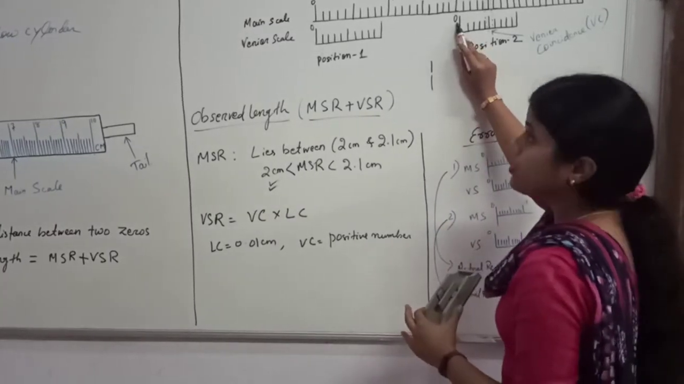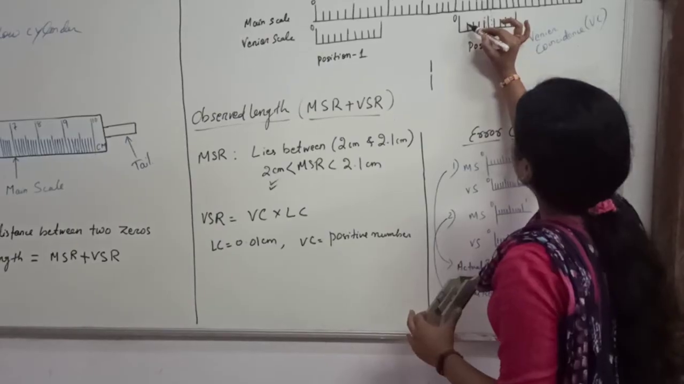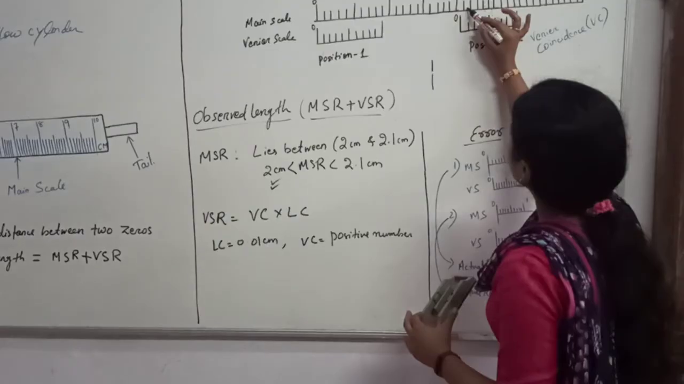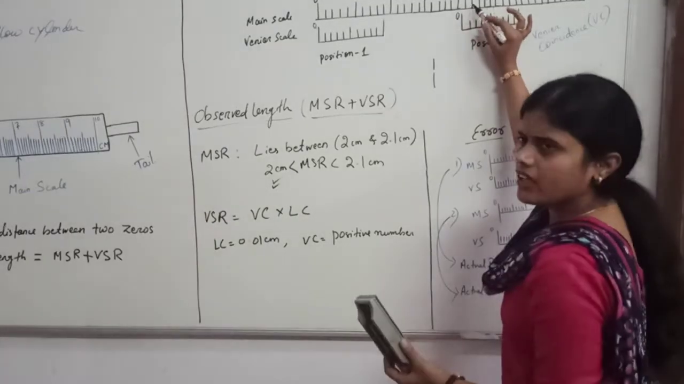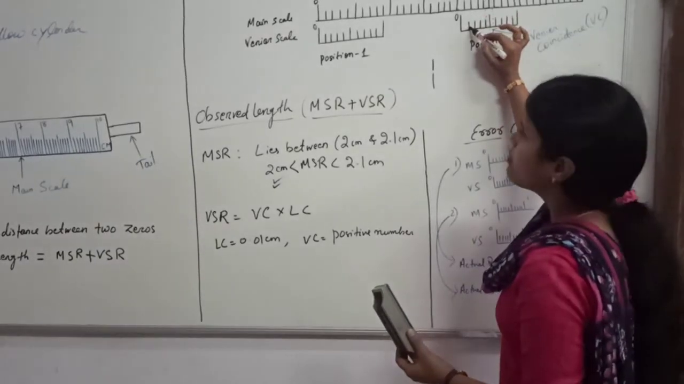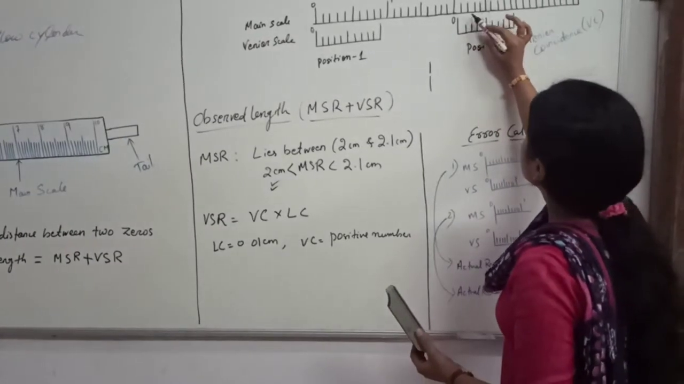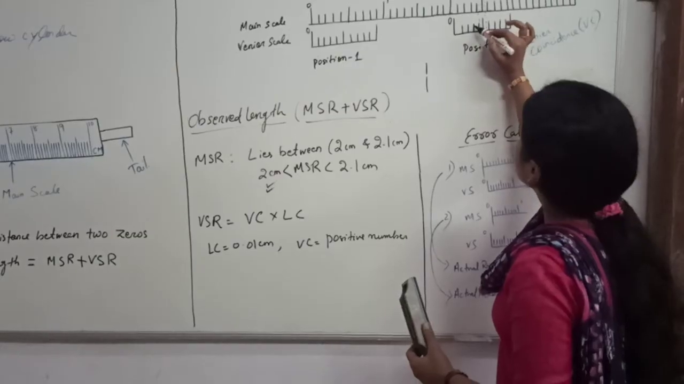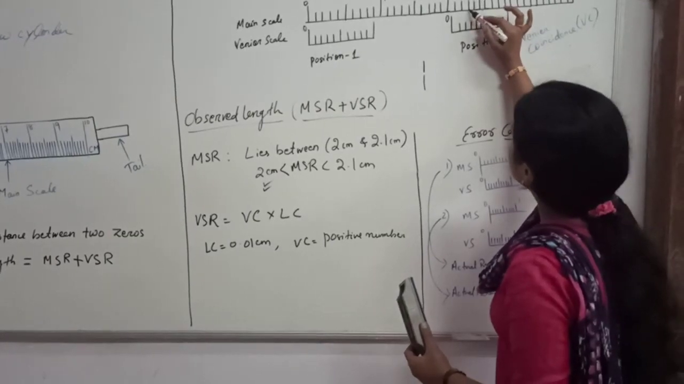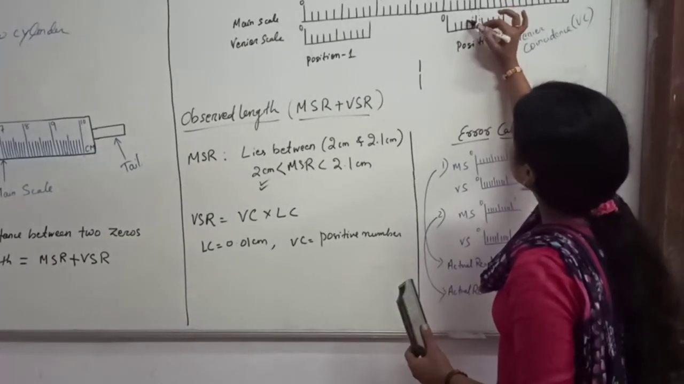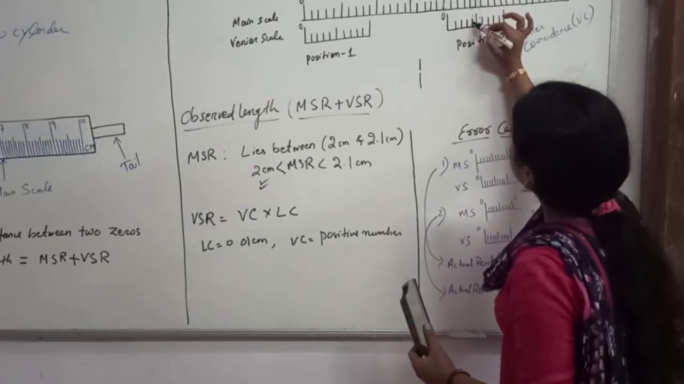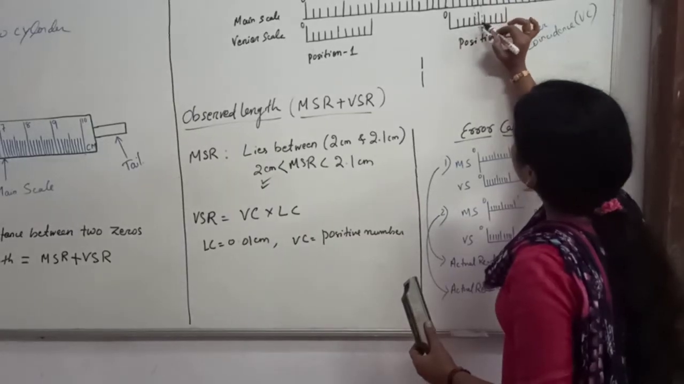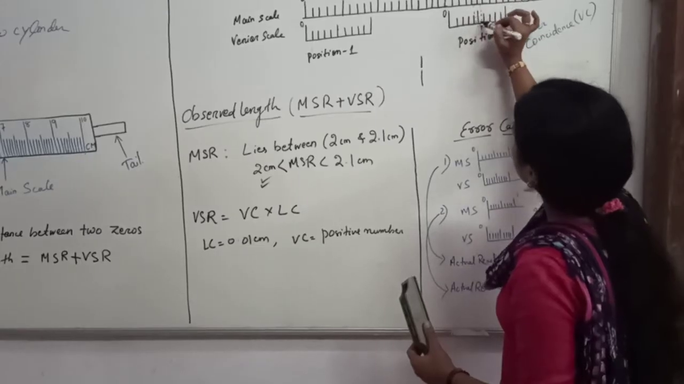So ignore the zero line. Then look at the first line. This is not coinciding with any line of the main scale, so this cannot be the vernier coincidence. This is also not coinciding. The second line is also not coinciding because it is here, not in a straight line. The fourth one is also not in a straight line. But why have I given the blue dots here?